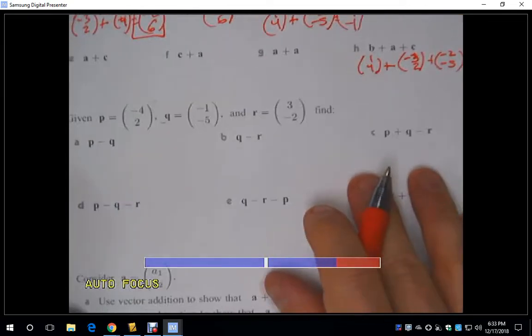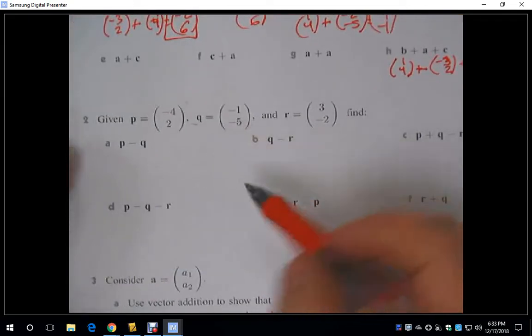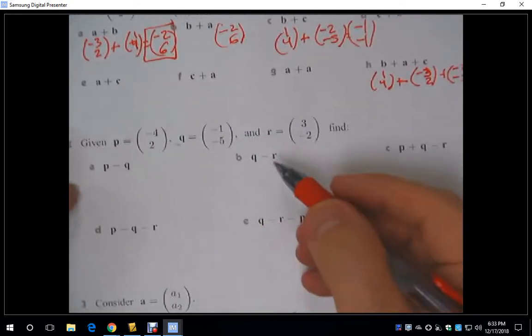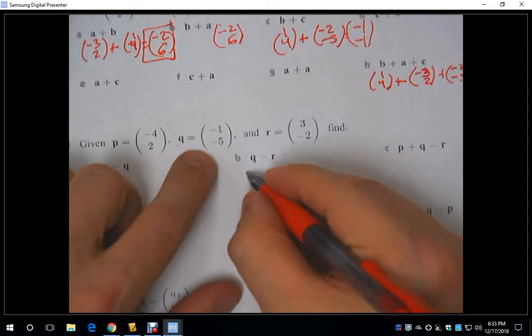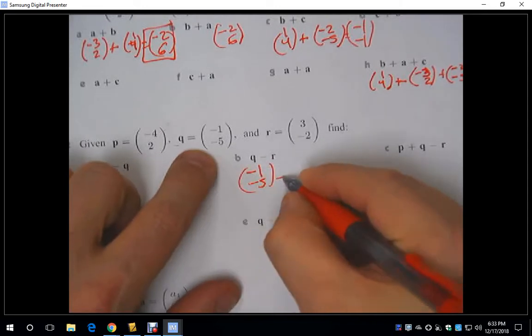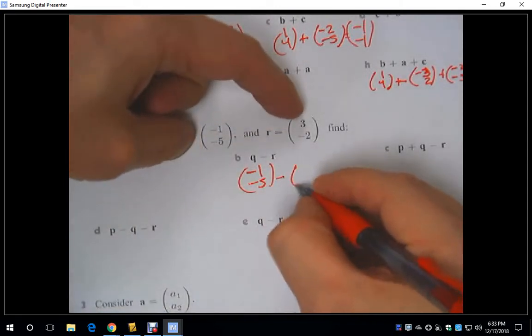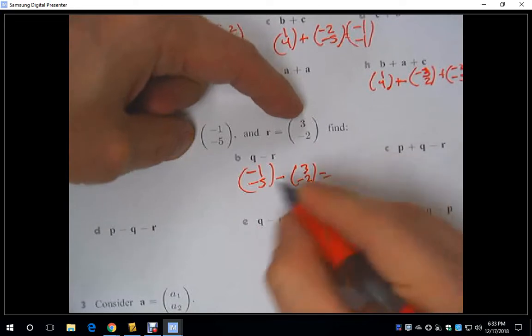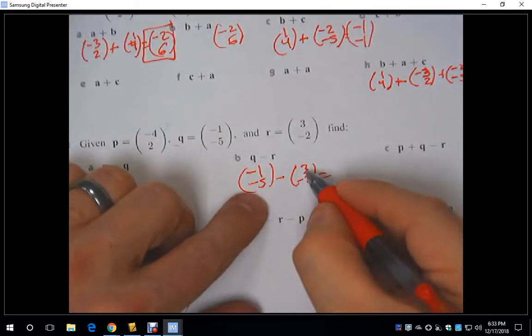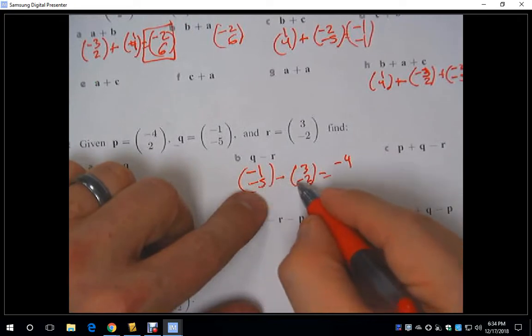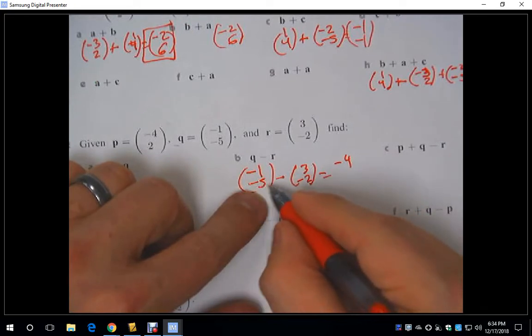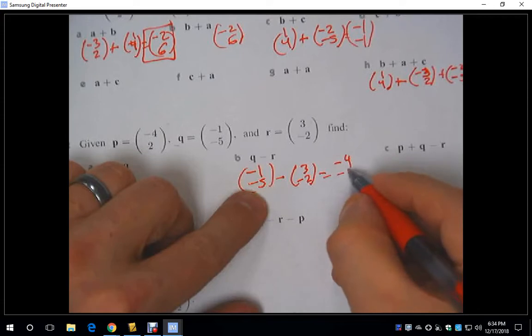So continuing, it looks like it's the same kind of problems. Up here we were adding, now we're going to subtract. That shouldn't really be a big deal. We take q, (-1, -5), and we're going to subtract our vector r, which is (3, -2). That gives me -1 minus 3, which is -4. And then -5 minus negative 2, that's a positive, so -5 plus 2 gives me -3.